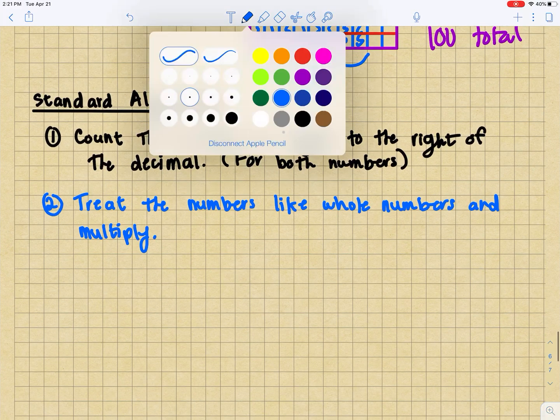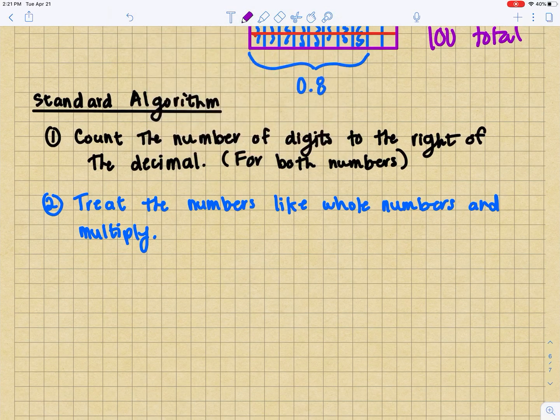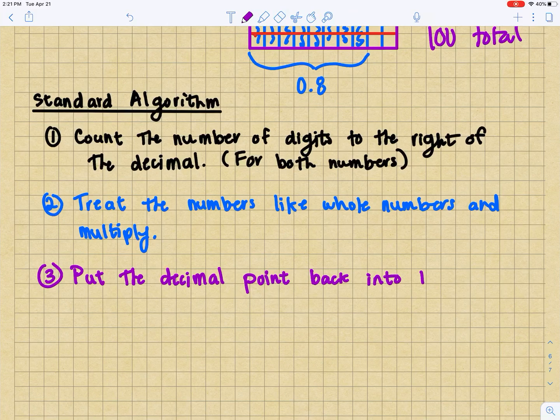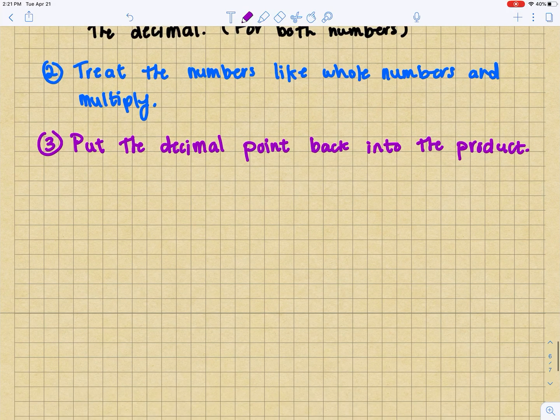The very last step is to put the decimal point back into the answer. We know that the answer to a multiplication problem is called a product. So put the decimal point back into the product. And let's take a look at some examples.